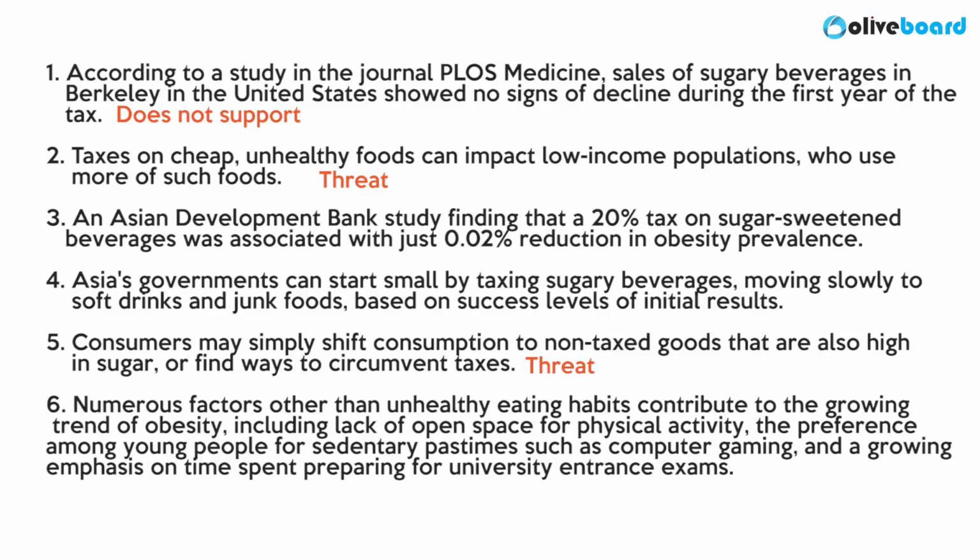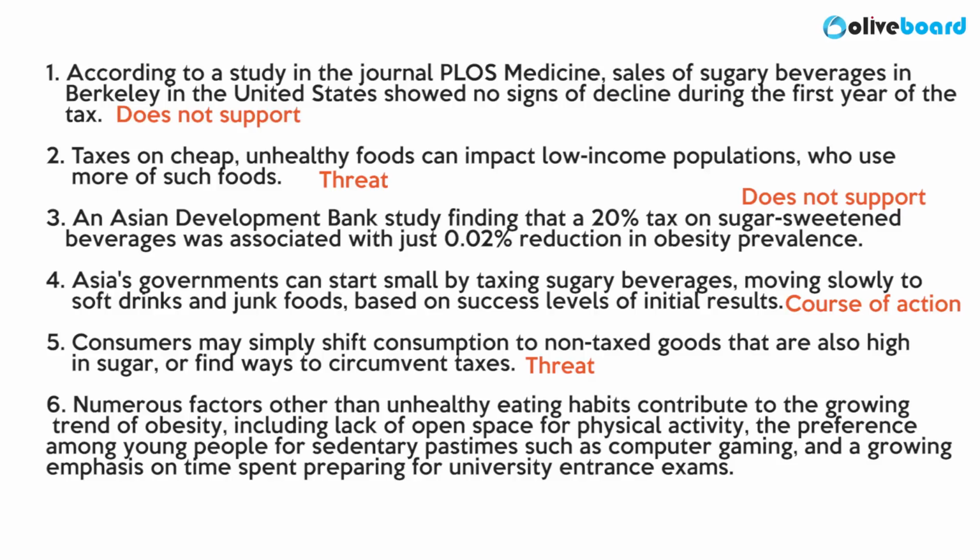And if you look at the third, they have given a figure that there was very little improvement. After the 20% tax, there was a reduction of only 0.02%. So again, this is something that does not support the taxation on these foods. And the fourth was a course of action. I told you earlier, this is something which may improve your situation. And in the fifth one, I have already explained that they may move, and that we treat as a threat.